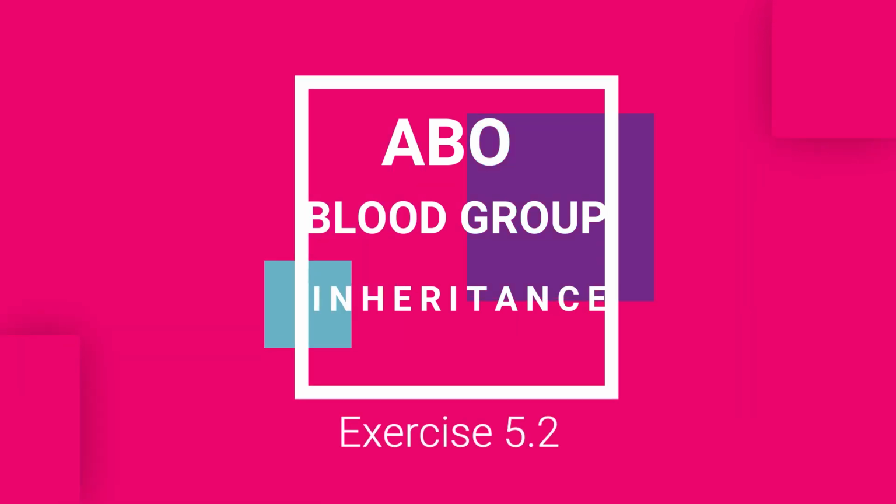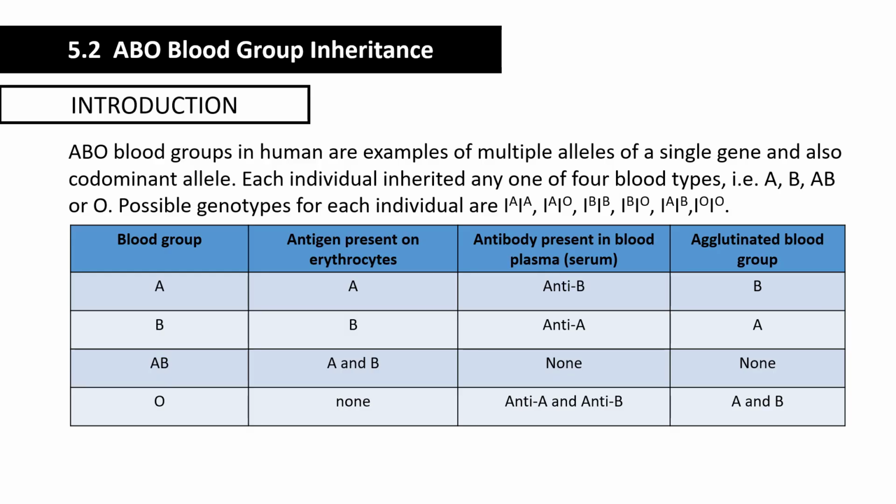ABO blood groups in human are examples of multiple alleles of a single gene and also codominant allele. Each individual inherits any one of 4 blood types, that is A, B, AB, or O. Possible genotypes for each individual are IAIA, IAIO, IBIB, IBIO, IAIB, and IOIO.